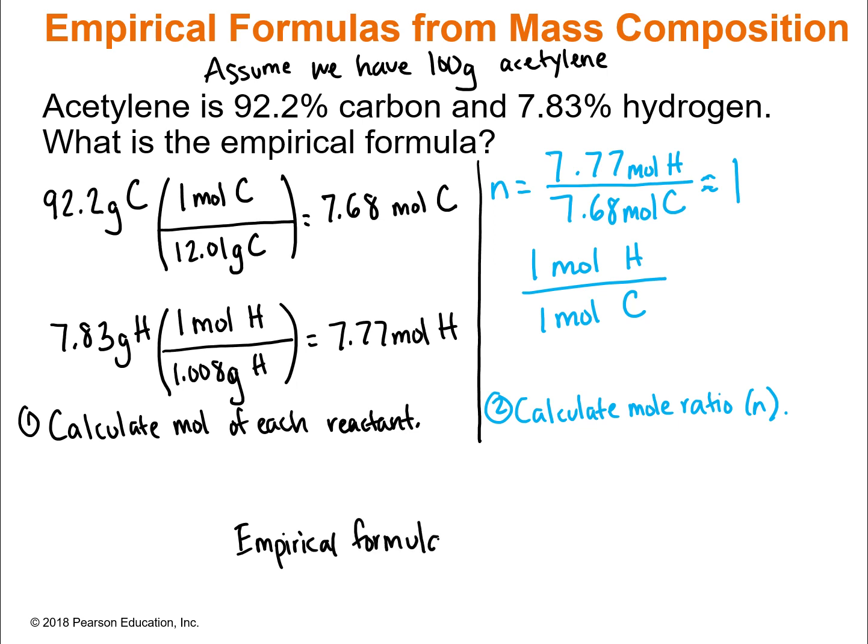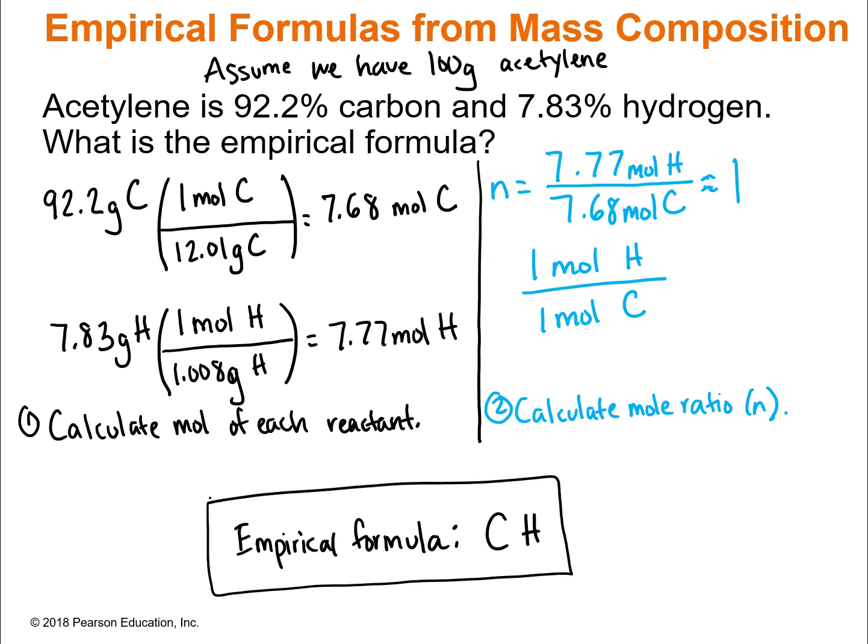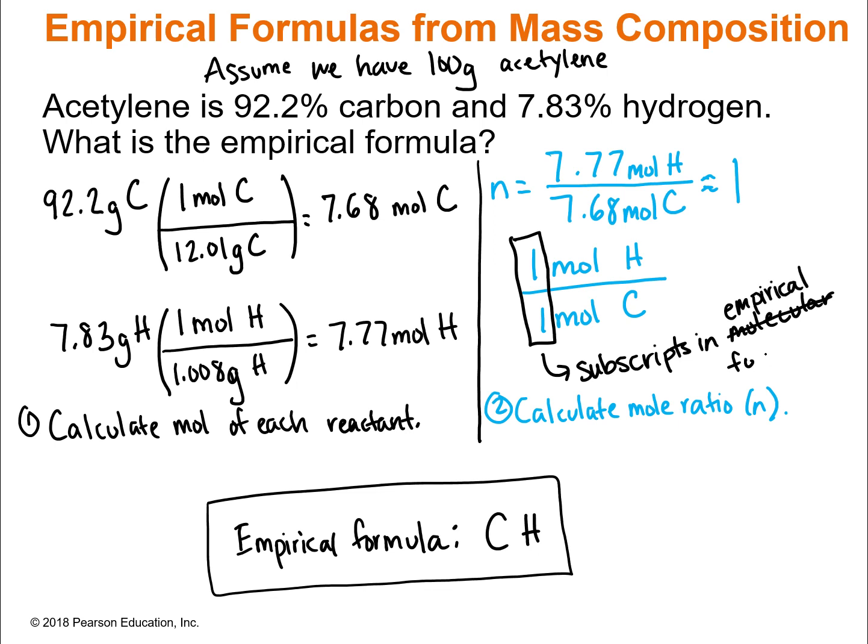For our empirical formula, it's CH. These numbers, whether they're 1 or whatever they are, they're the subscripts. Since we don't usually write 1 as a subscript, you leave it out.